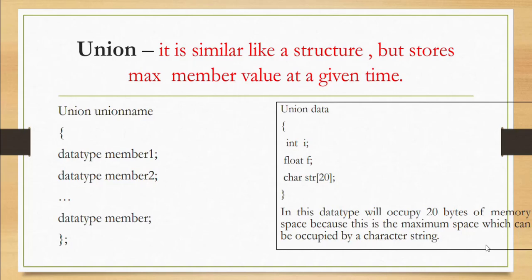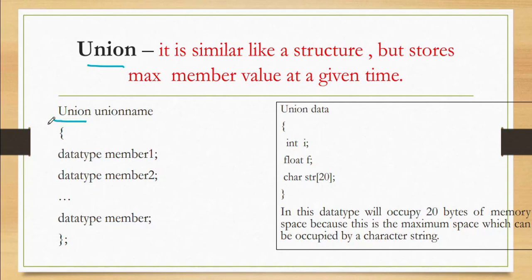Union. Union is similar to a structure. You are defining different data types under a single variable name. That is called a structure, a heterogeneous data type, right? So a union is also similar to a structure.